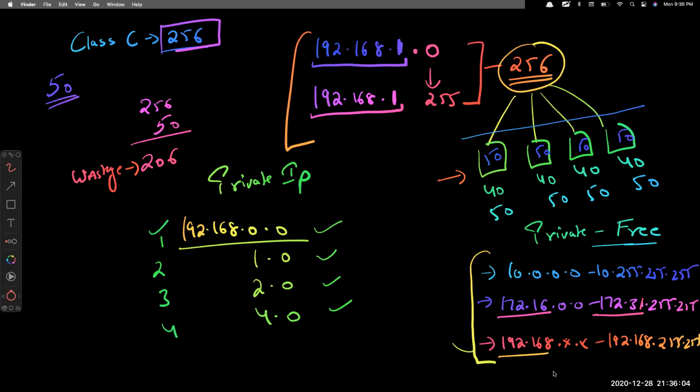Anyone from industry? Yeah, think for two to three minutes. Why are we doing subnetting if private IPs are free?